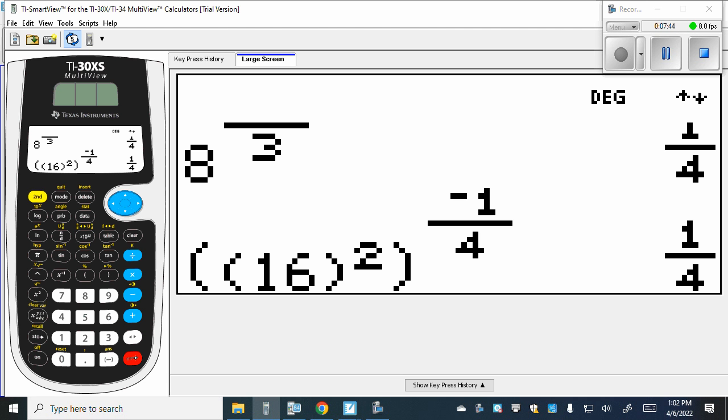I did have a student earlier today ask if we needed that second set of parentheses around the 16. For this case, no, because the 16 is positive. Having 16 squared with or without the parentheses would still give us the same answer.